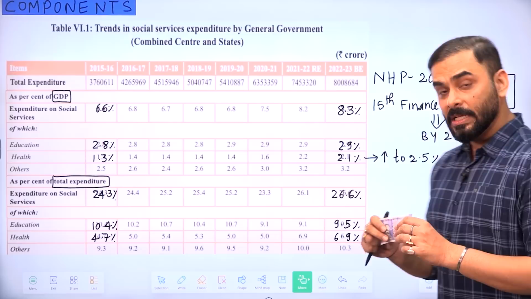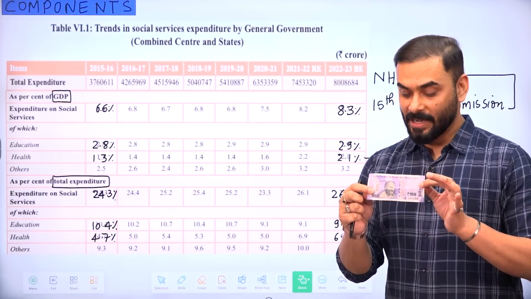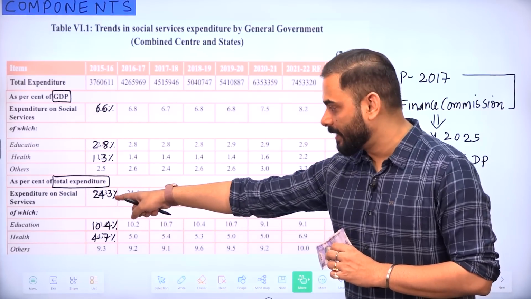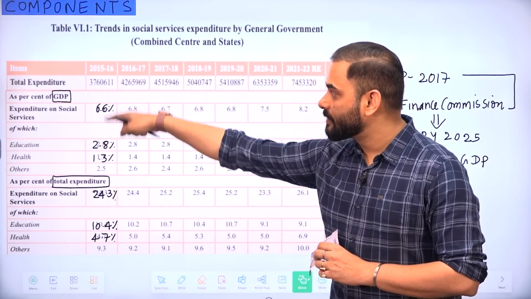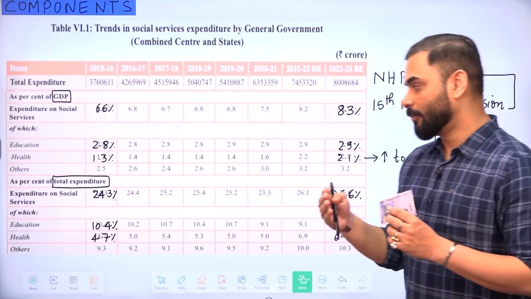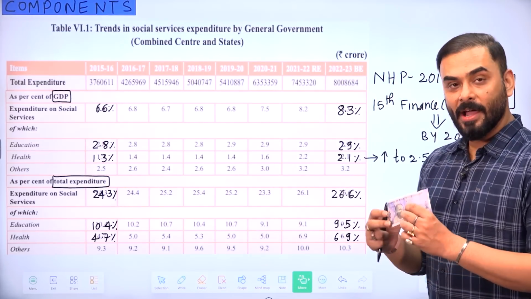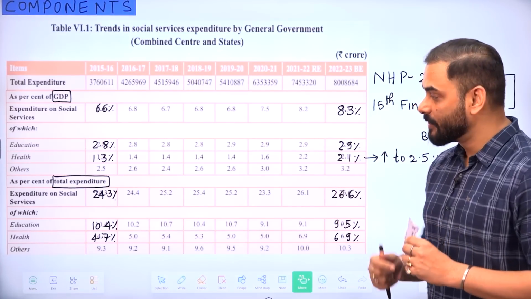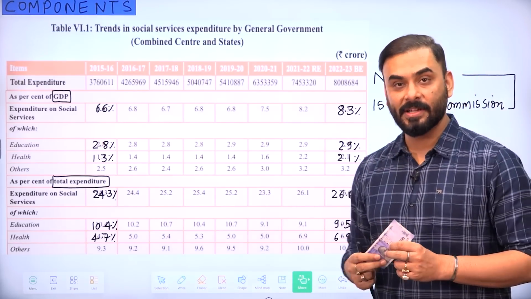Now, suppose that the total expenditure of the government of India is 100 rupees. Out of total expenditure, how much are we spending on social services? Earlier, remember, average of 25. So 24.3% in 2015 and currently 26.6%. So out of total expenditure, spending on social services has increased. Now, if India is spending 100 rupees total, how much out of 100 rupees is going on education? Earlier 10.4%, now 9.5%. This has come down.